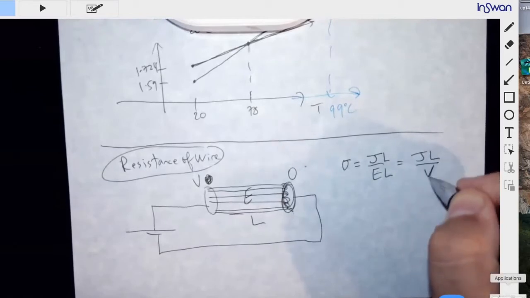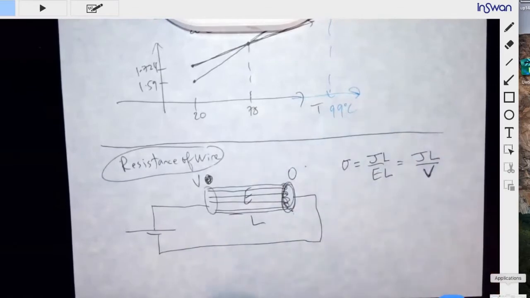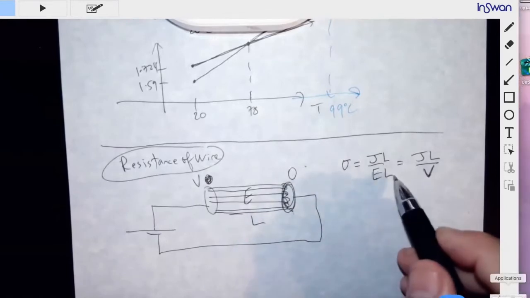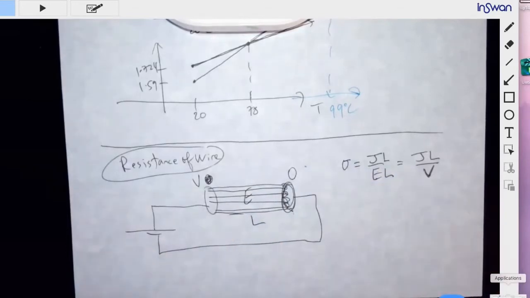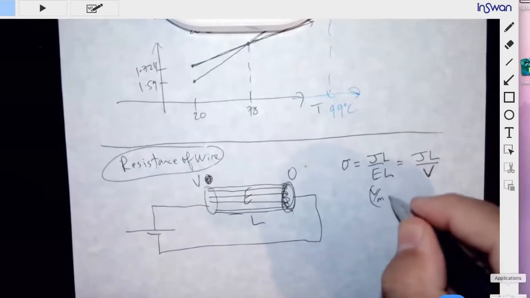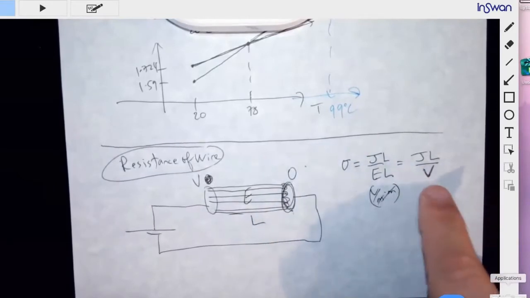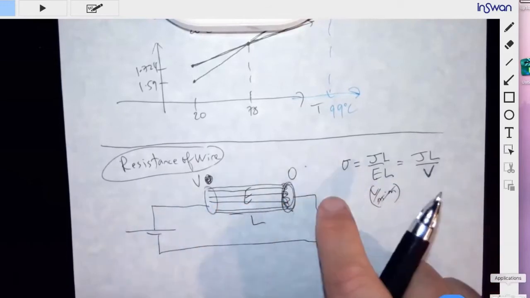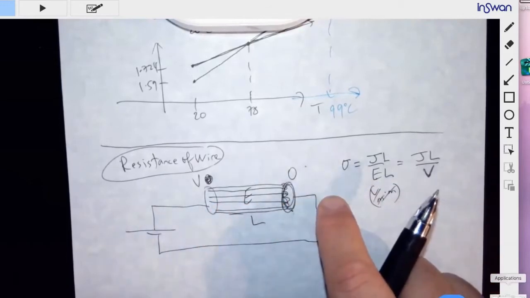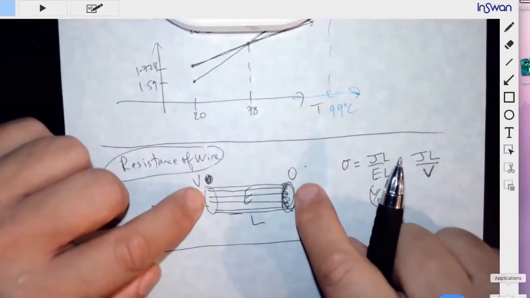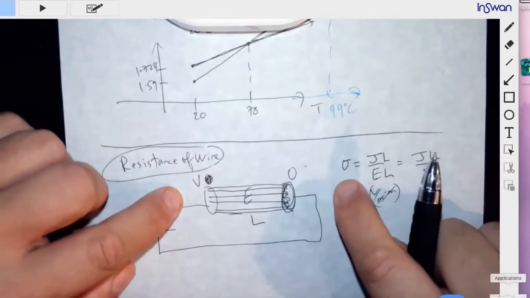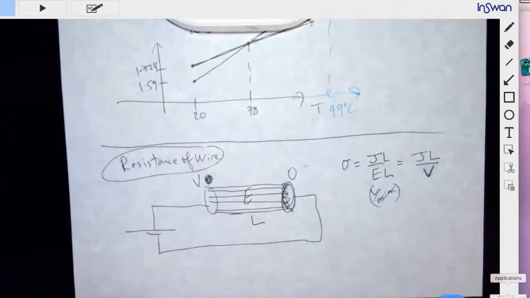JL, voltage. Remember, voltage is always electrical field times distance, right? ED. Electrical field's units are volts per meter, so whenever we multiply that by meter, we always get voltage. So the longer the length of the wire for a given electrical field, the bigger the voltage difference between the ends of the wire.